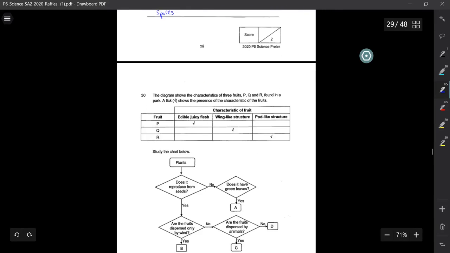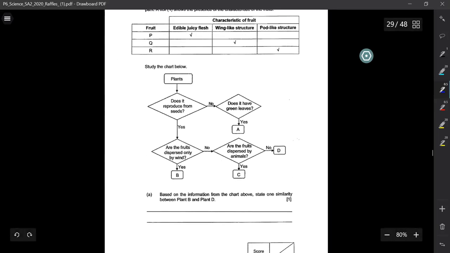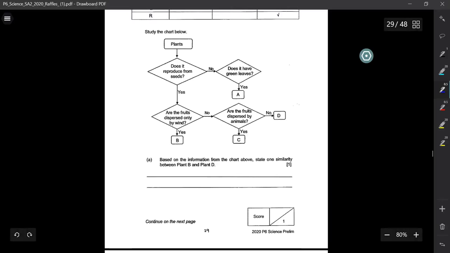And question 3. The diagram below shows the characteristics of 3 fruits, P, Q, and R, found in a park. A tick shows the presence of the characteristics of the fruits. Study your chart below, and then based on the information from the chart above, state one similarity between plant B and plant D. Just looking at the chart, B and D's similarity is that they both reproduce from seeds.